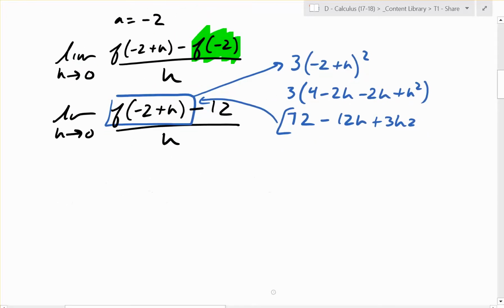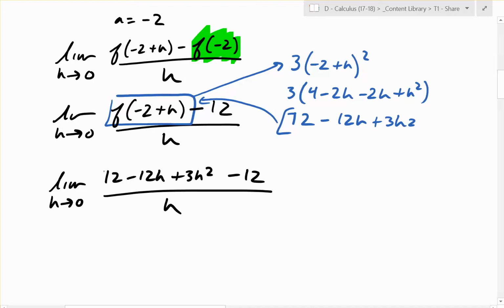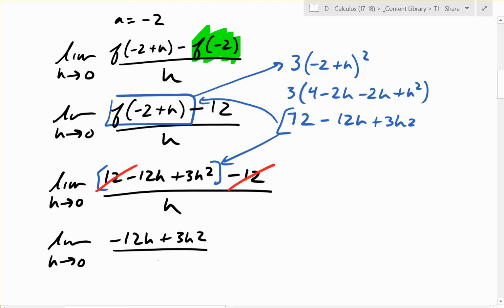So when we write it out, we end up with the following. Again, what we just found is right here. What's nice is that the 12s cancel, which is what we're looking for, leaving us with the limit as h goes to 0 of -12h plus 3h squared over h.